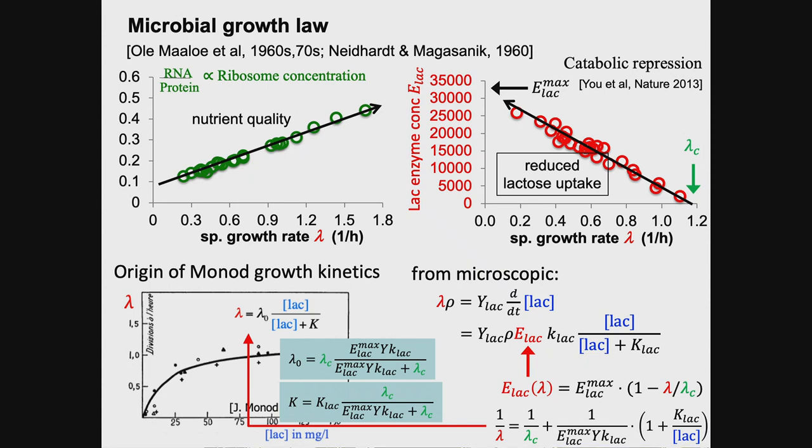So just ask yourself, what's the growth rate of E. coli on lactose? If it is here, so this is actually lactose, then you see it is very close to lambda C. That means it's saturated by properties of the cell. It's limited by properties of the cell. If you change to a different carbon source, say mannose, it is up here. Then it's limited by the enzyme. So, yes?